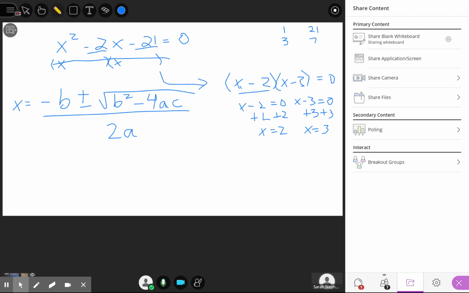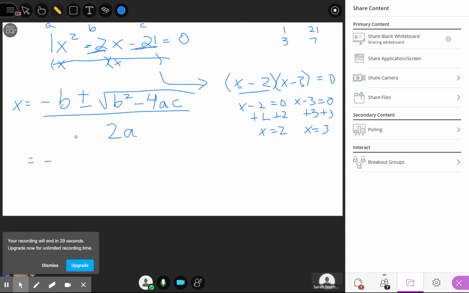All right, so now we can just plug in numbers from our equation. The a value is the number in front of the x squared. The b value is the number in front of the x, including the negative. The c value is the constant. So we can plug in here. We have negative.